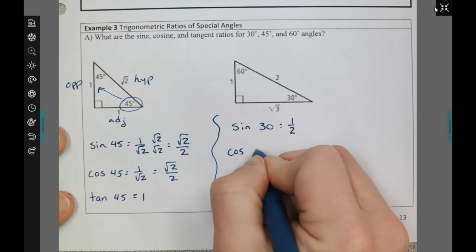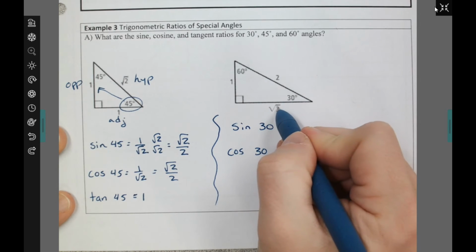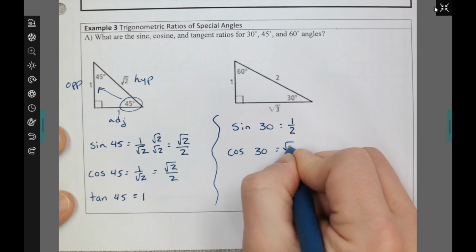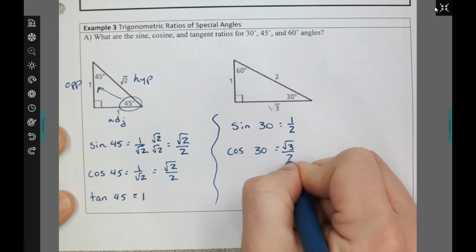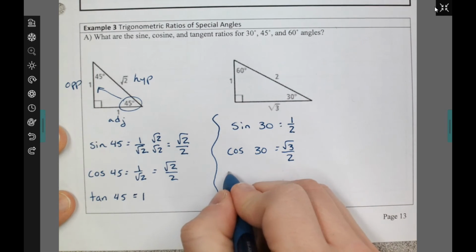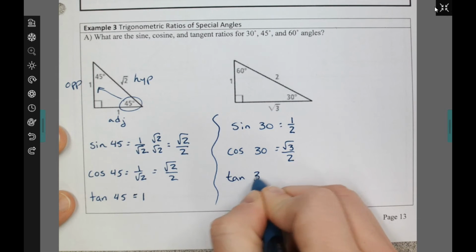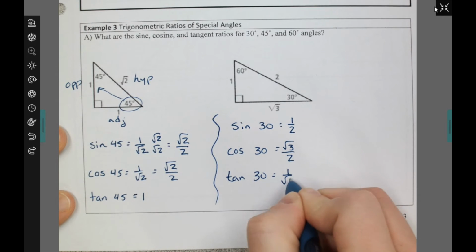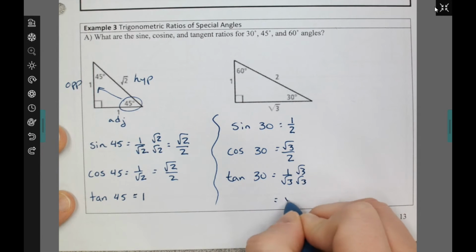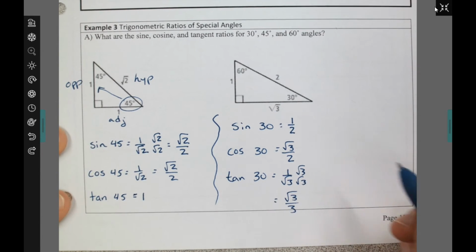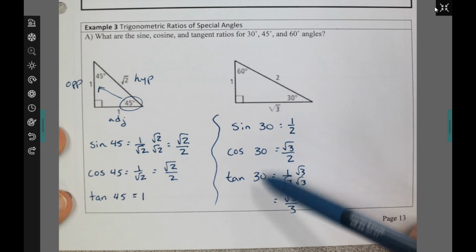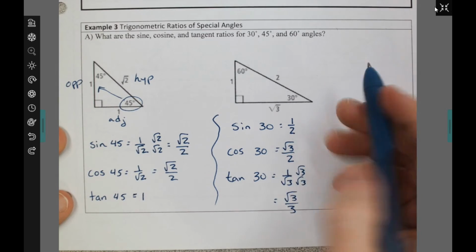Cosine of 30 is adjacent over hypotenuse, so touching the 30 is the square root of 3. Hypotenuse is 2. And then lastly for the 30, the tangent, we get tan 30 equals 1 over the square root of 3. We have to rationalize that to give us the square root of 3 over 3. Okay, so those are my sine, cosine, tangents for the 30s. I already have them for the 45s.